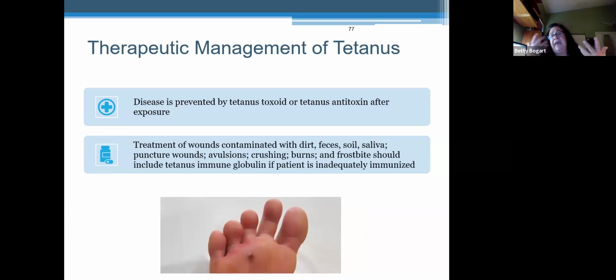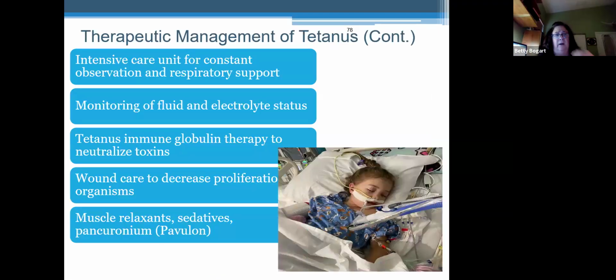Well, as soon as we get a cut anywhere, we should wash it with soap and water, wherever it is. Again, even as we're treating this child for breathing problems from tetanus, we're still going to be cleaning the wound wherever it was, with soap and water, and giving that tetanus immunoglobulin. Sometimes we even do it around the wound also.